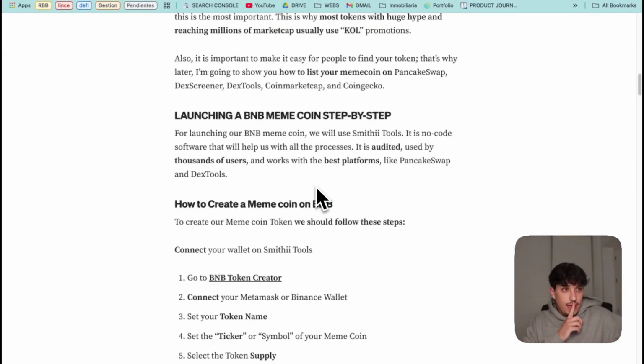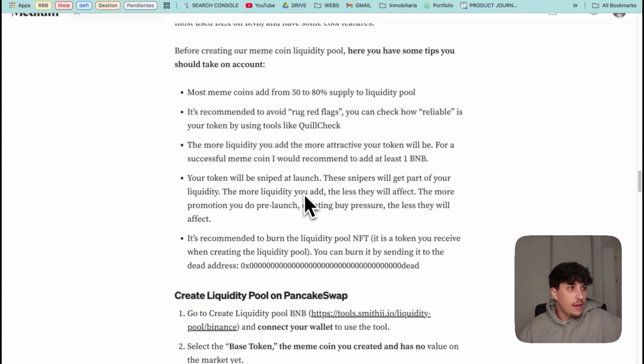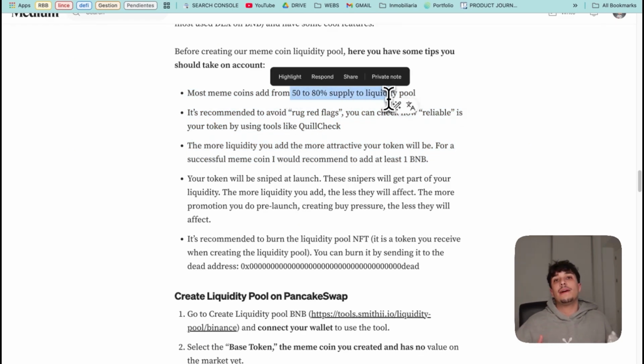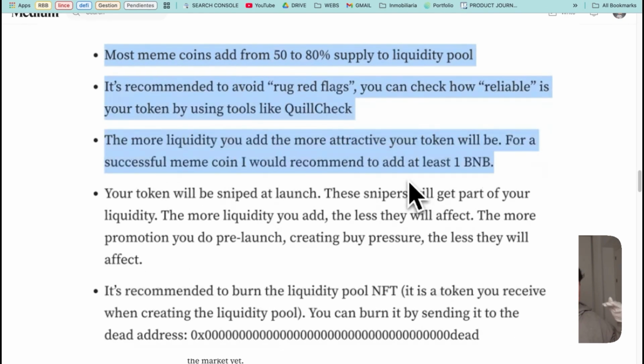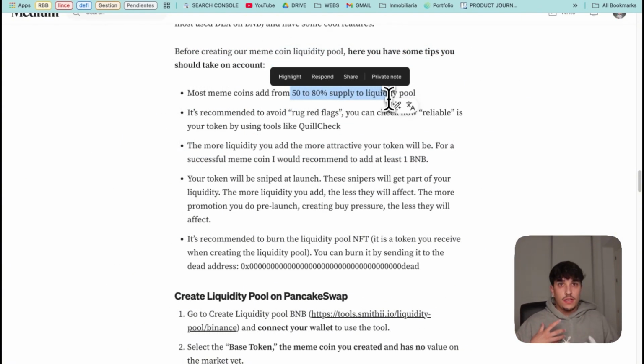So one important thing and some advice that I would like to give you, I have them here. These are different things you need to take into account. First of all, it's about how much supply we add to the liquidity pool. Most meme coins add at least from 50 to 80%, or even 95%, of the supply to the liquidity pool. Around 50% will be if you are doing an airdrop campaign and different things. About 80 to 95% if you are just keeping a percentage for the team and to take profit later.